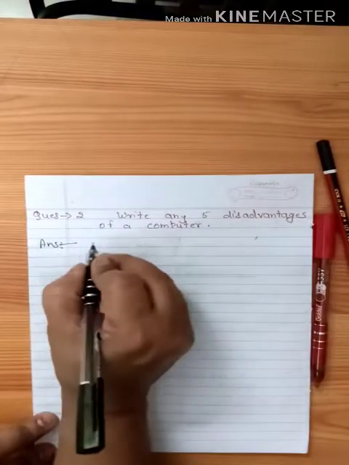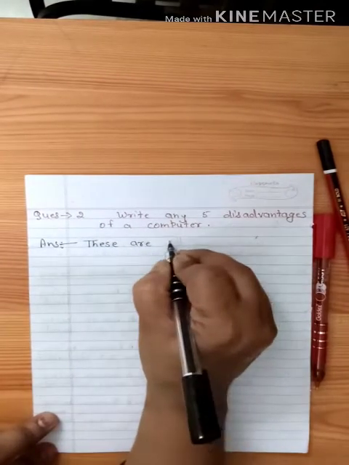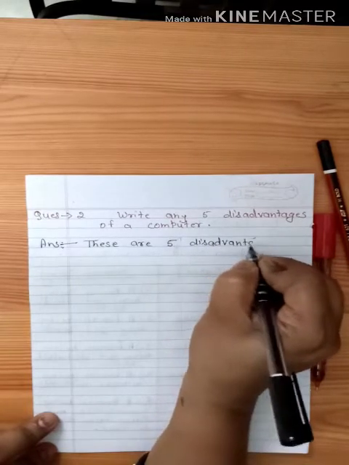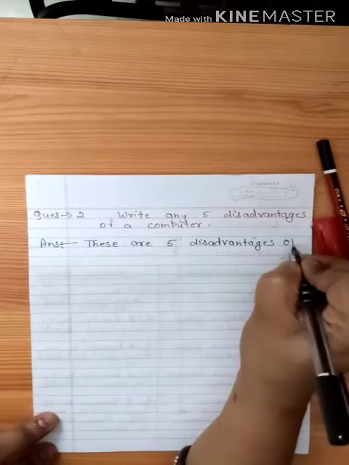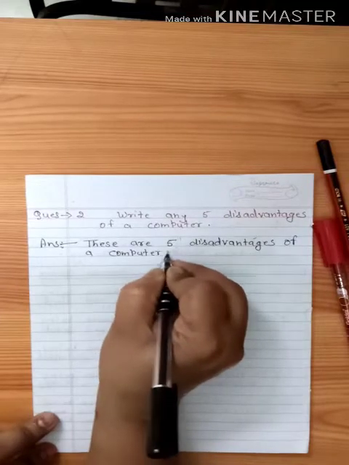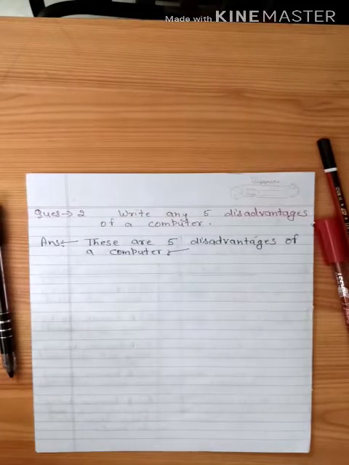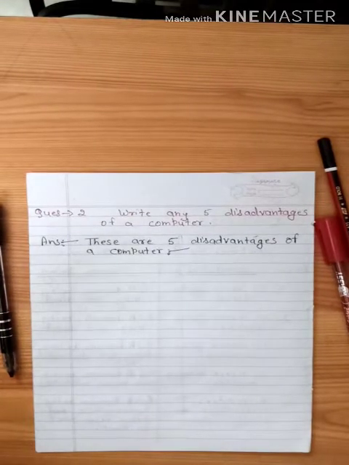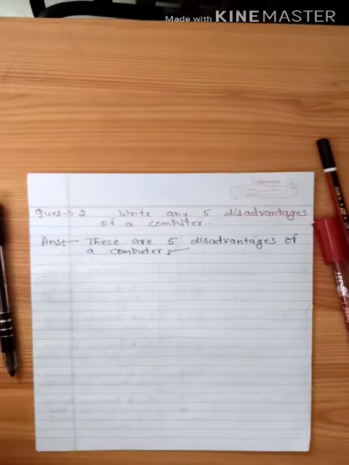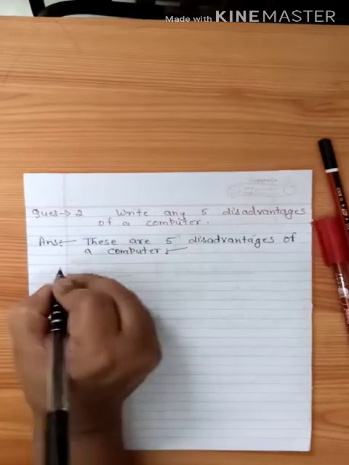The first part of the question we have to write here: these are 5 disadvantages of a computer. So what are the 5 disadvantages? Any 5 limitations or disadvantages. I have taught you the disadvantages of a computer in my second video, which I named the part 2 video. So one by one I am going to write here.